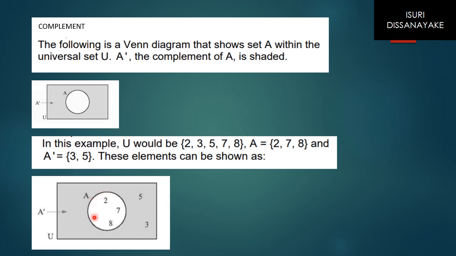This is the set A, and I have put the values 2, 7 and 8, the elements of A, within that set. And the other elements which are not there in the set A, 3 and 5, I write inside the universal set. So 3 and 5 mean A dash, which is the complement of A. So this is how you represent it. This is A dash, okay, not A.